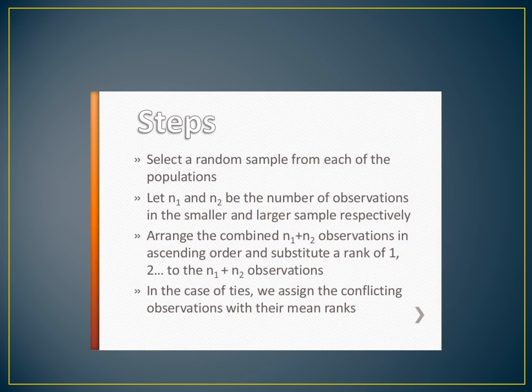Steps. Select a random sample from each of the populations. Let n sub 1 and n sub 2 be the number of observations in the smaller and larger sample, respectively. Arrange the combined n sub 1 plus n sub 2 observations in ascending order and assign ranks 1, 2, up to n sub 1 plus n sub 2 to the observations. In the case of ties, we assign the conflicting observations their mean ranks.